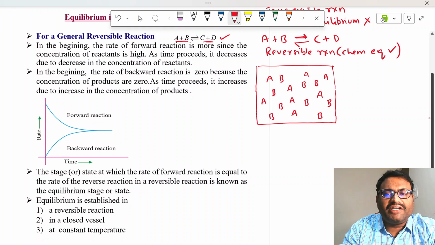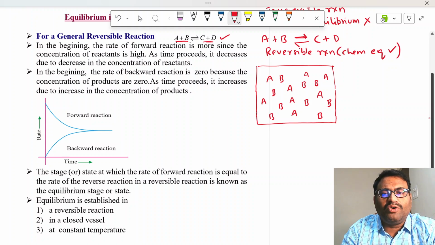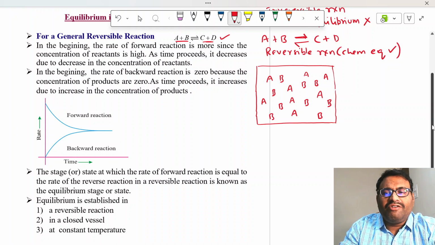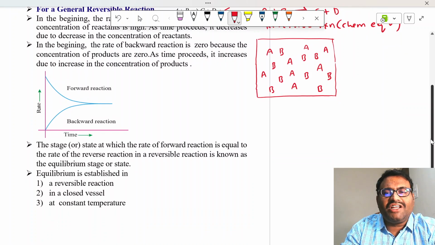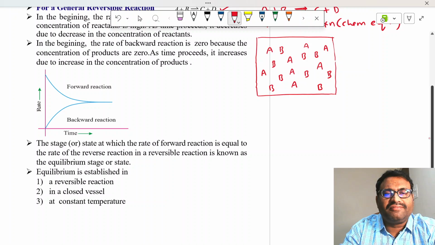What are the reactants here? A and B. Initially, the number of reactant molecules, A and B molecules, is more. As the number of reactant molecules is more, more reactant molecules combine. Combine means they react. So, initially, more reactant molecules react with each other. When they react, there will be some change in the concentration of the reactants.